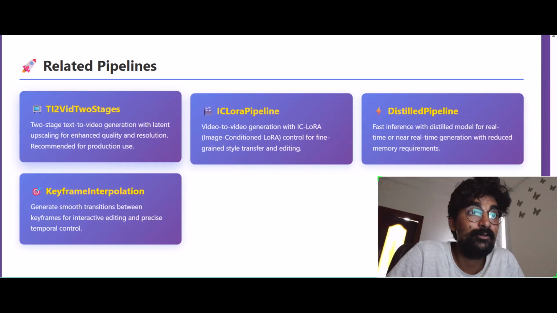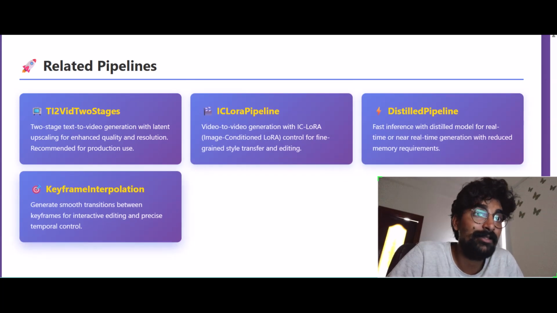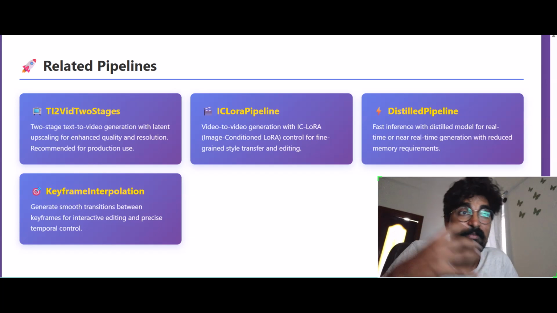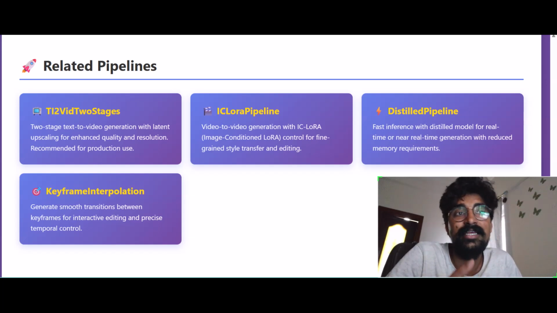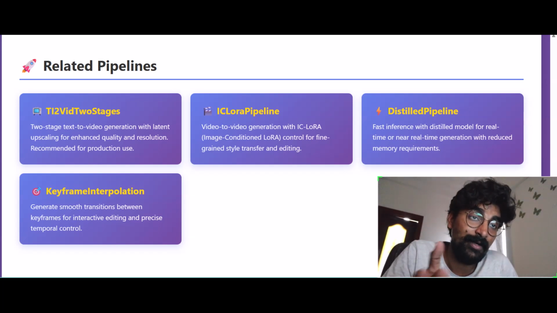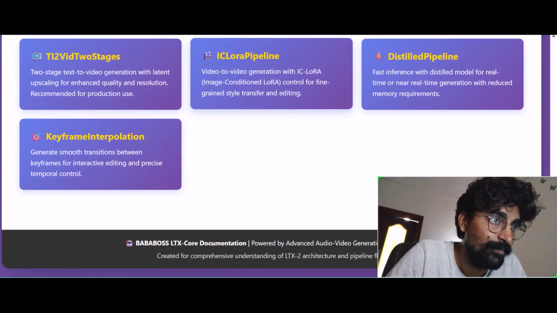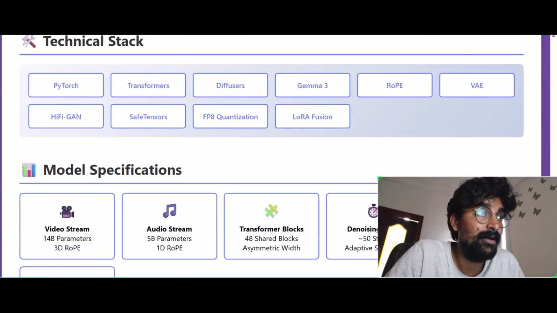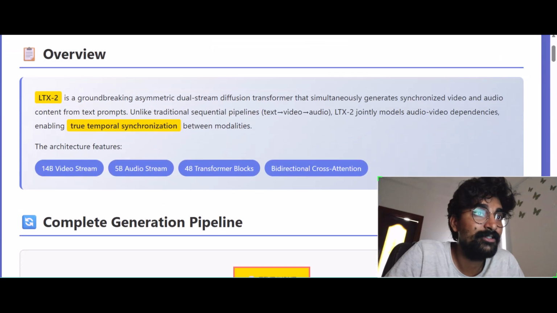Other things we will talk about later: how the two-stage pipeline works, how IC LoRA works, how the distilled pipeline works, and keyframe interpolation. Those are more important features. Then you can control what you want to create in a video with your conditional input. Conditional means, okay, I want this person, given an image, and which frame you want to edit. So it will take all the conditions and create a video for you.